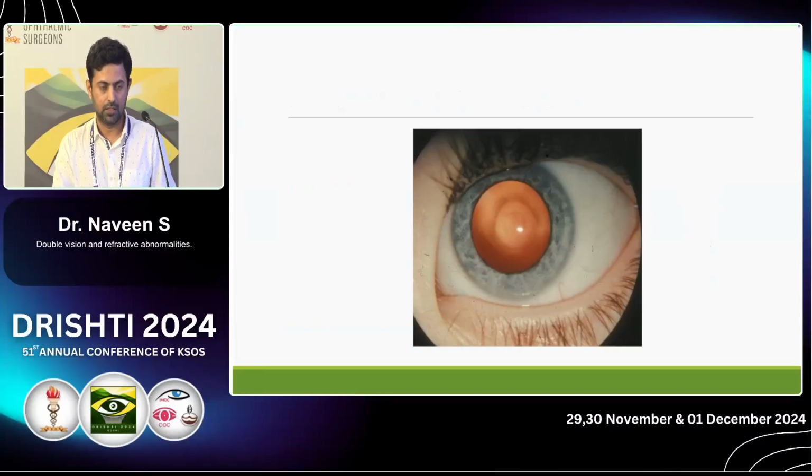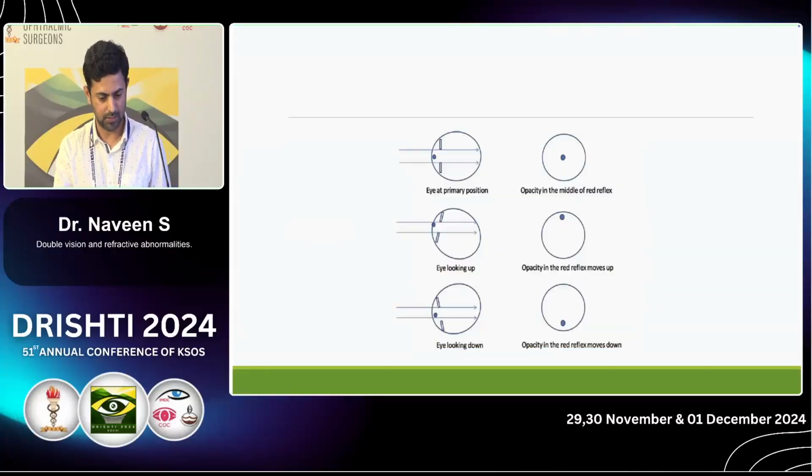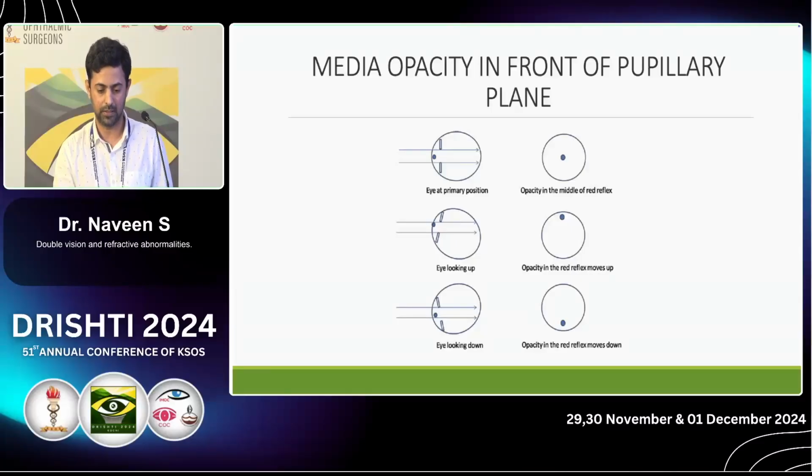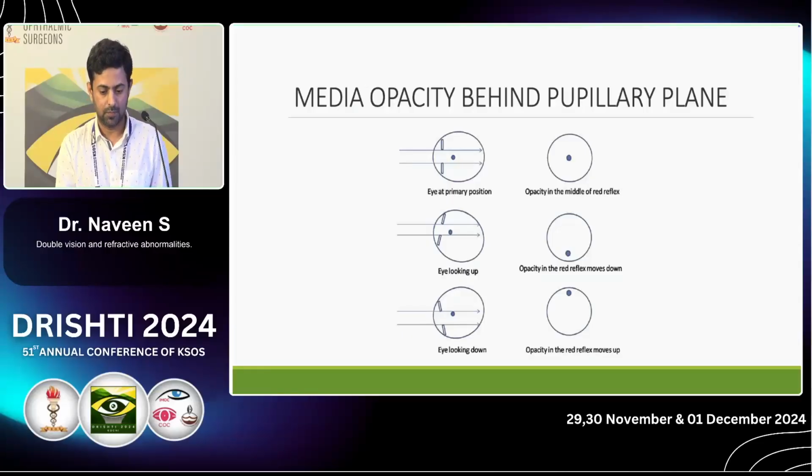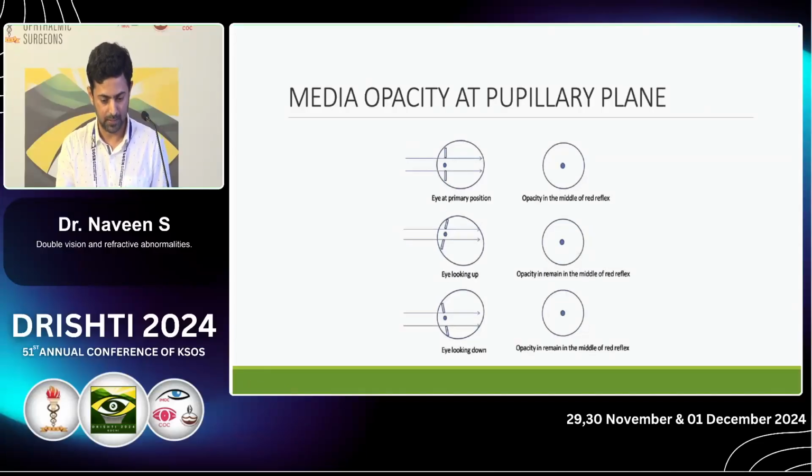We can even identify media abnormalities like keratoconus in this patient, and we can know if the opacity is in front of the pupillary plane by looking at the movement of the reflex. Like if it moves along with the eye movement, the opacity is in front of the pupillary plane, and if it's behind the pupillary plane, the opacity will move against the eye movement, and it will be stationary if the opacity is in the pupillary plane.